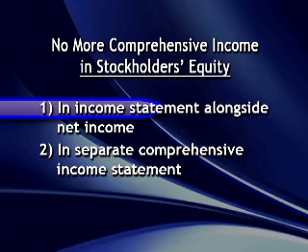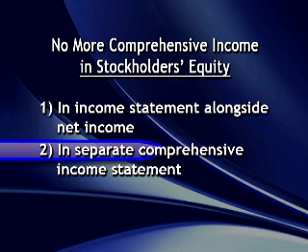So again, in terms of reducing differences between FASB and IASB, they decided that they would come up with a solution where there's only two alternatives now for the presentation of comprehensive income. Again, one in the income statement along with net income, or two, a separate comprehensive income statement, meaning you cannot put comprehensive income in a stockholders' equity reconciliation anymore.